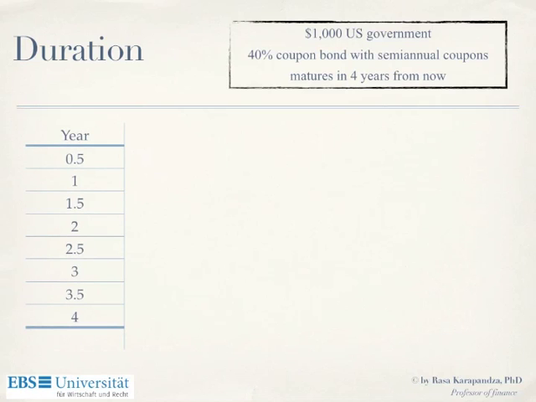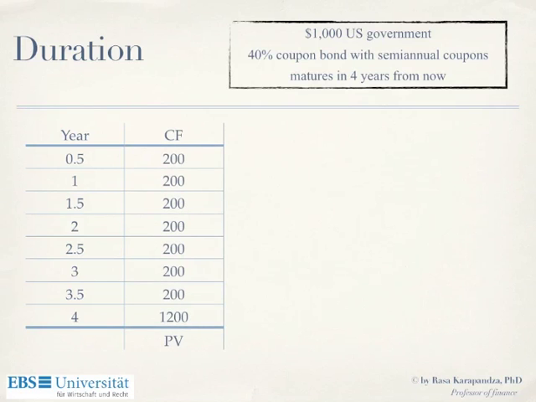So from the first example, we know the following. These are the time periods when we will receive some payments, and these are the cash flows that we will receive in each of these periods. In 6 months, we will receive $200. In a year from now, you will receive $200, etc. In the last period, you receive the face value in the last coupon.